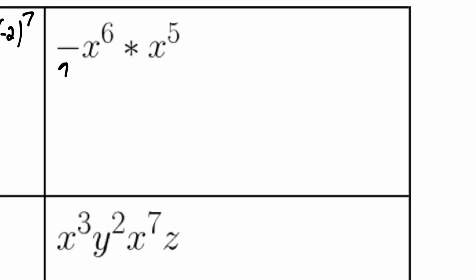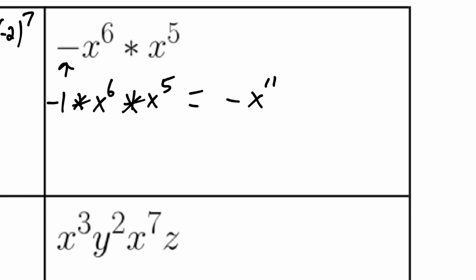Keep in mind this negative is not inside the parentheses. So negative x to the 6th would be a different situation. That's not what this is. Negative is not part of the base. So this is like negative 1 times x to the 6th times x to the 5th. And we leave the negative and we add together the exponent, 6 plus 5, negative x to the 11th. When there's letters, you can't solve it in the calculator. You just simplify and then you're done.